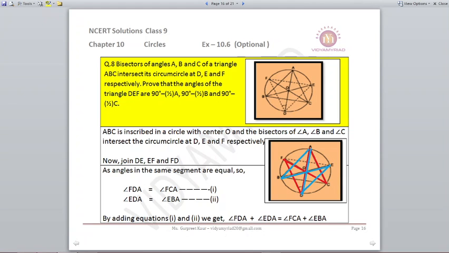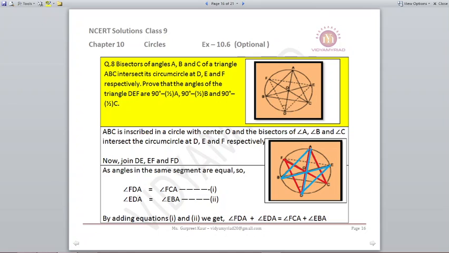Question number 8. Bisectors of angle A, B and C of a triangle ABC intersect its circumcircle at D, E and F respectively. Prove that the angles of the triangle DEF are 90 degrees minus half A, 90 degrees minus half B and 90 degrees minus half C. Now let us see over here.